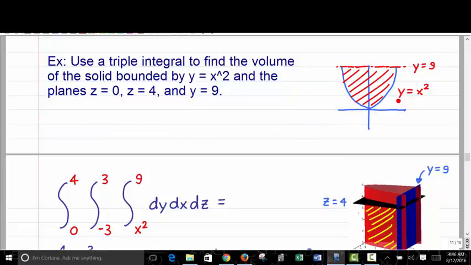So we have y equals x squared, and we're going from x squared to 9, actually. See, it's bounded by y equals 9. So that parabola, lower is x squared, upper is 9. So we go dy first.